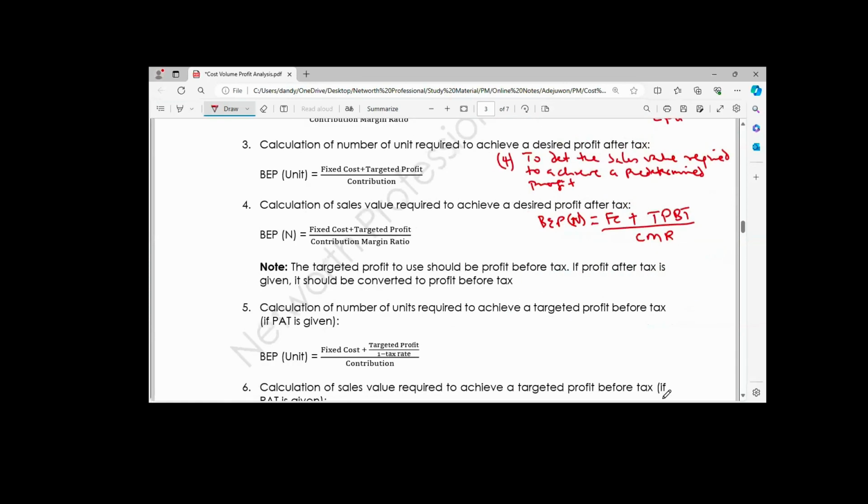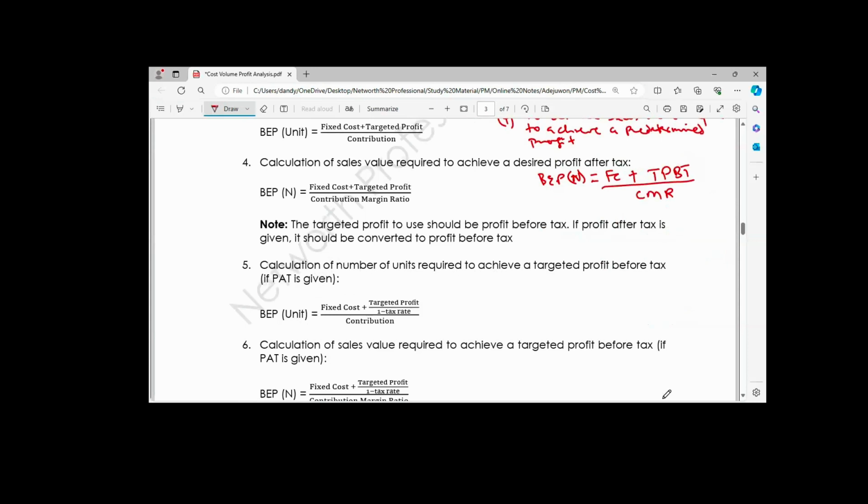So if that is the case, this is the formula. If you want to calculate break-even points to achieve a targeted profit before tax, if profit after tax is given, this is the formula you are supposed to use. So fixed cost plus targeted profit divided by 1 minus tax rates, divided by contribution per unit. So to calculate break-even points in units to achieve a targeted profit where profit after tax is given, this is the formula you are supposed to use.